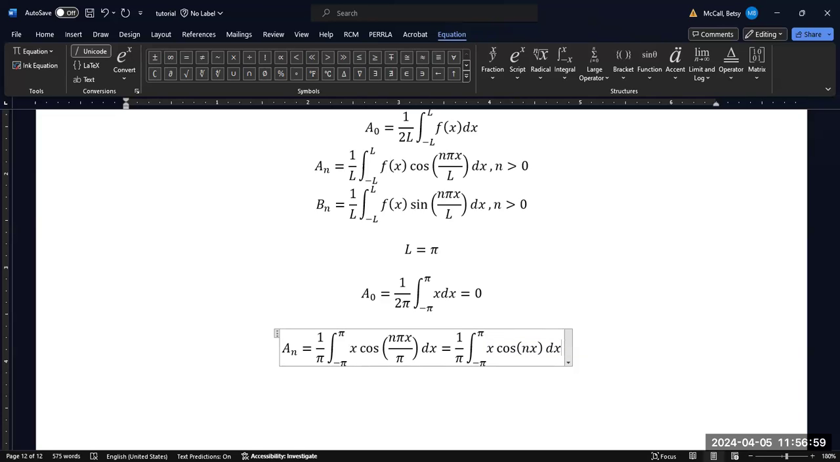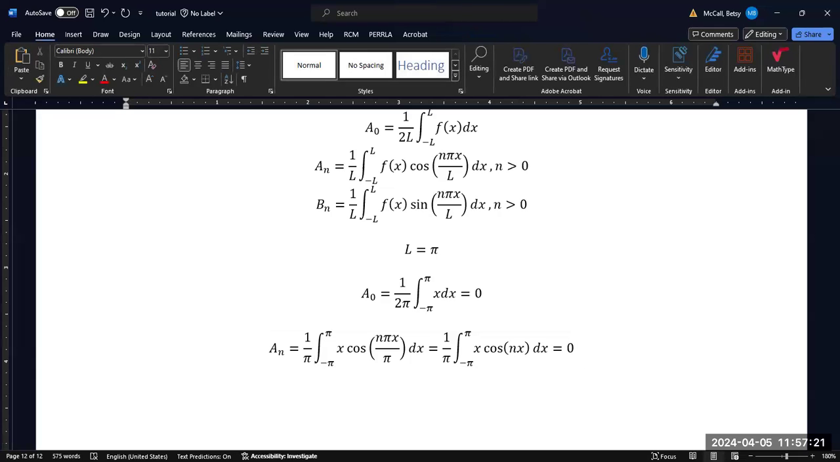But cosine is an even function, and x is an odd function. And when you multiply an even function together with an odd function, you get an odd function. And so if I integrate from negative a to a for an odd function, I also get 0. And so I don't have to do that integral. But I do have to do bn, and we'll see why in a moment.